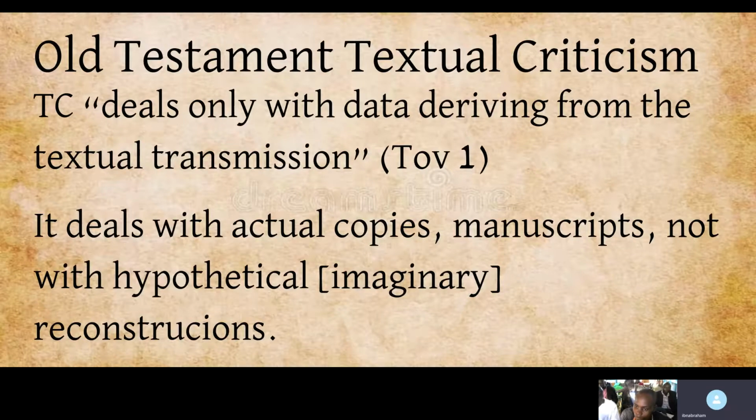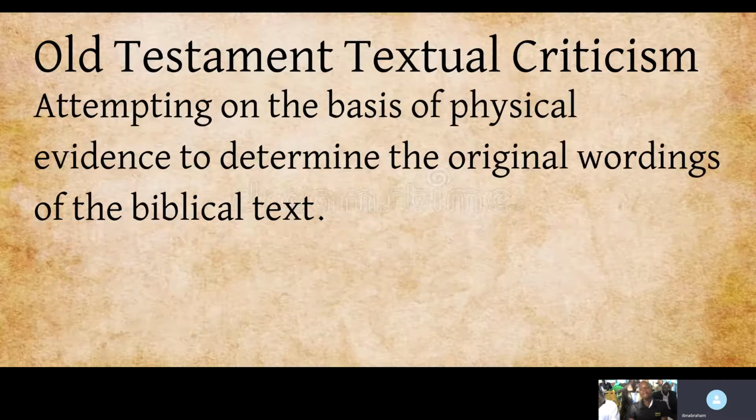So remember when we talked in Genesis class about how people were trying to say there was a Yahwist and an Elohist and a Deuteronomist and all of these different fictional characters they invented. Textual criticism is not supposed to deal with those things at all. It's only supposed to deal with the manuscripts and the writing on the manuscripts that we have. It attempts, on the basis of the physical evidence, to determine the original wordings of the biblical text. Not that the wordings are so very different, but we'll take a look at a couple of ways that some errors creep in.